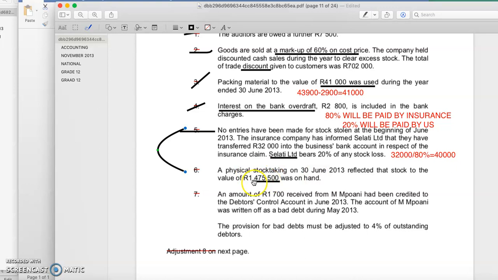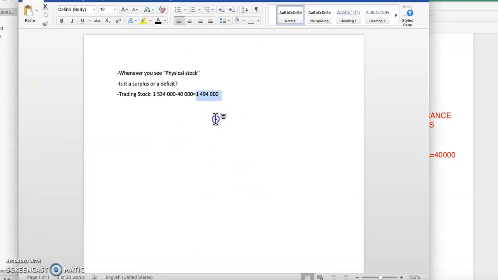And we have 1,475,500 on hand. And this is less than this. And because this is less than this, it means that we have a deficit. Okay? And in your income statement, under other operating expenses, you should have trading stock deficit.